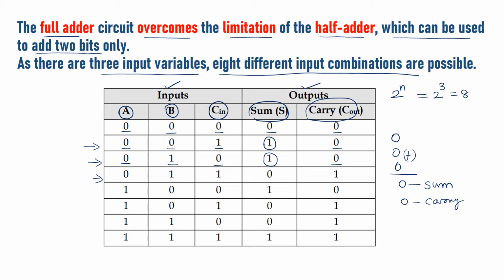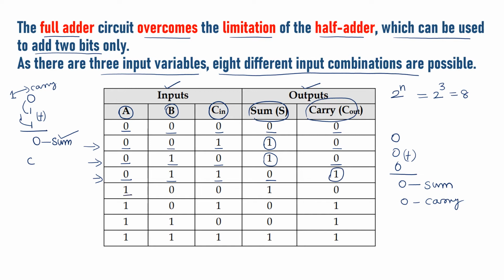Next, 0 plus 1 plus 1. Let me explain here. We are going to add this. 0 plus 1 gives 1. Again 1 plus 1 is 0. So the sum is 0, and the carry will be 1. So this is your carry. As per the truth table, 0 plus 1 plus 1, the sum is 0 and the carry is 1.